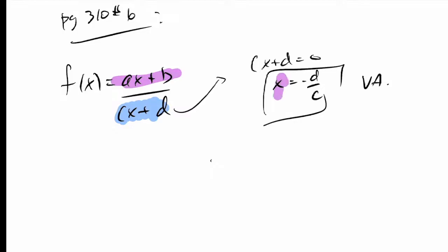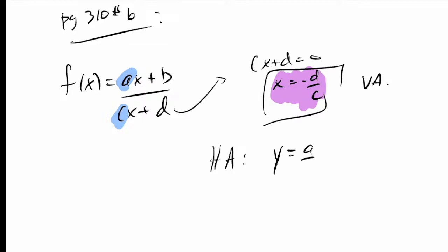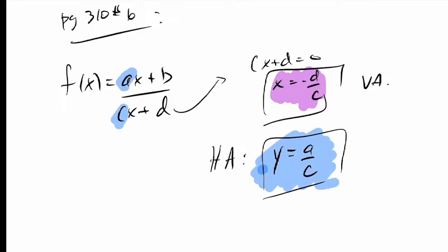The vertical asymptote is correct. That's when x equals negative d over c. Your horizontal asymptote happens, if you notice, when the degree of the top and bottom are equal, which they are in this example. You divide out your leading coefficients. So my horizontal asymptote here is y equals a over c. And you have your horizontal asymptote here.